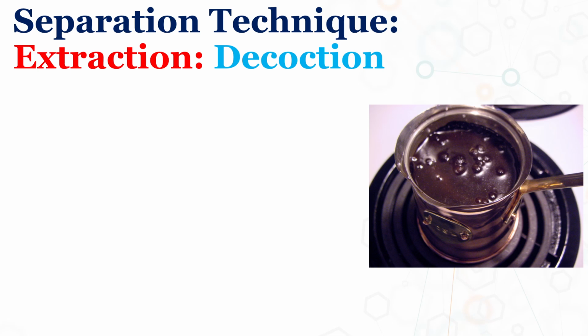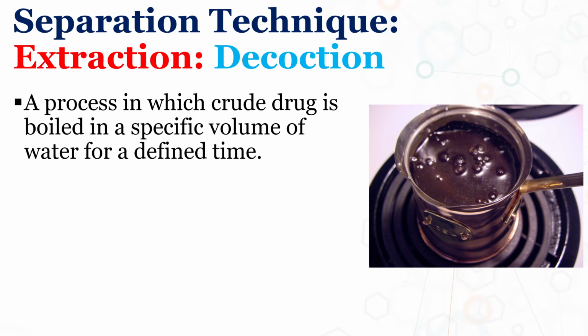So, and then we have decoction. I think I have mentioned this already in our botany. So, decoction is boiling, no? It's a process in which crude drug is boiled in a specific volume of water for a defined time. Okay, so this is to extract the compounds that are present in a certain raw material.